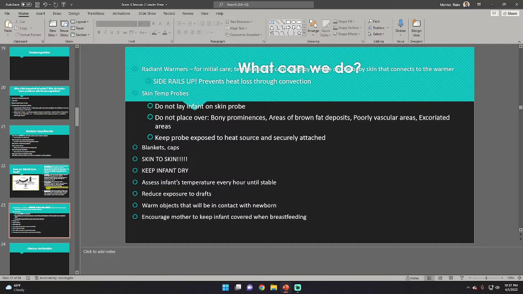Okay, what can we do? You're going to see in clinicals radiant warmers for initial care. Temperature is controlled by a probe on the baby's skin that connects to the warmer. Of course, when they're on that warmer, you're going to see the side rails up on all sides. That's because we don't want any of that wind, that convection, going through and stripping the heat off of them.